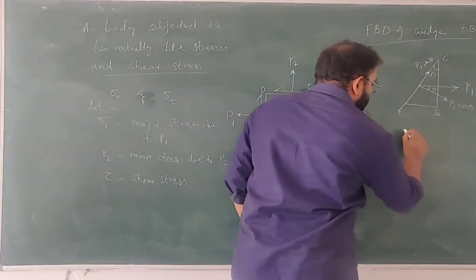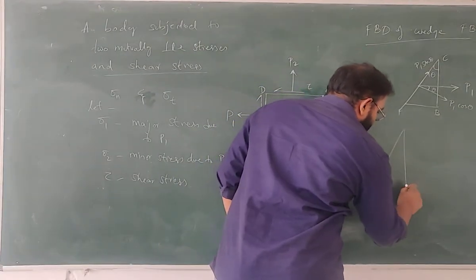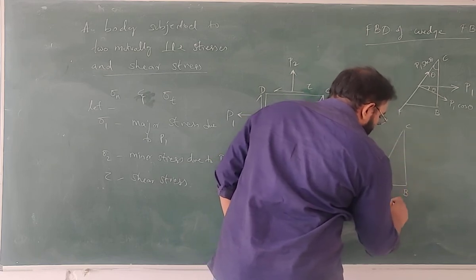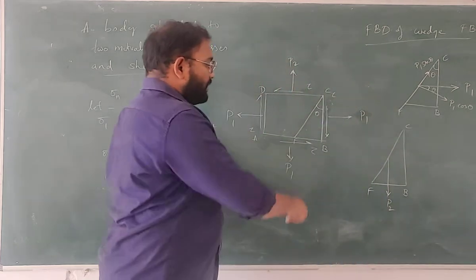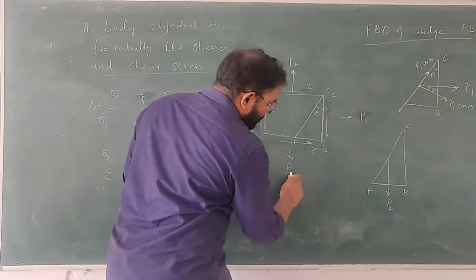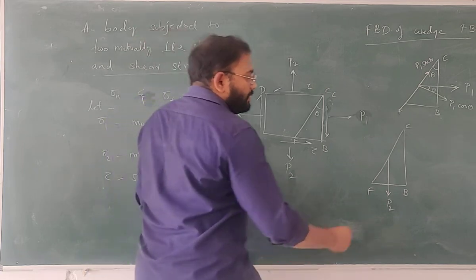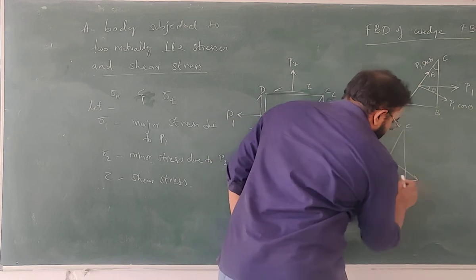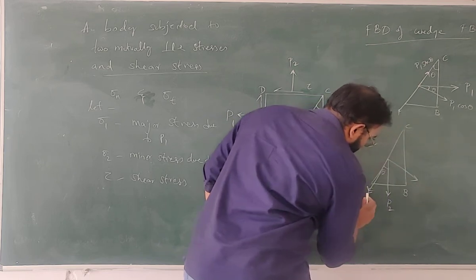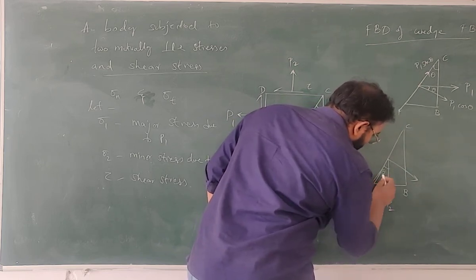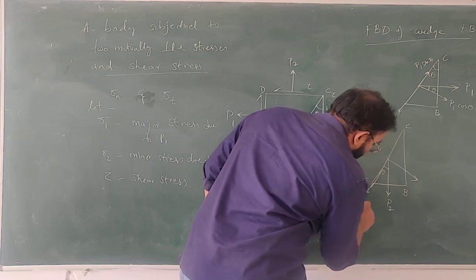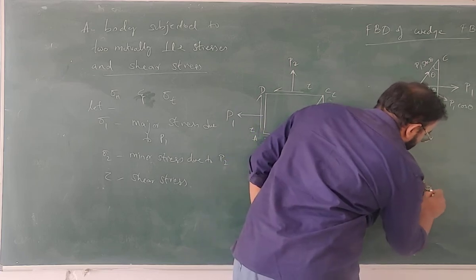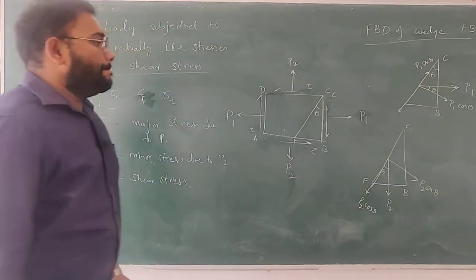Similarly, if I draw for P2, this is the wedge FBC. P2 is acting downward here. This is your P2. So again, you have one normal and one tangential component. So this is theta here. Right, theta is this one. This will be P2 cos theta. This will be P2 sin theta.